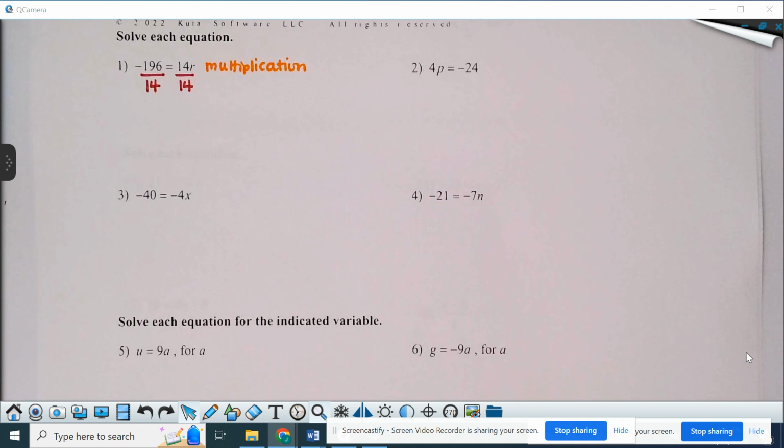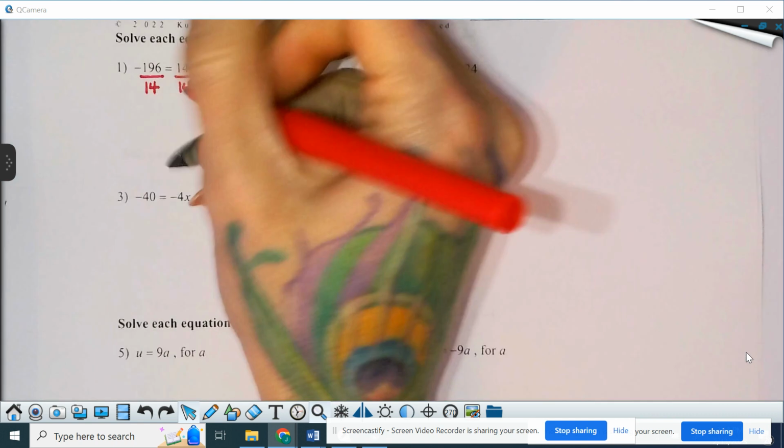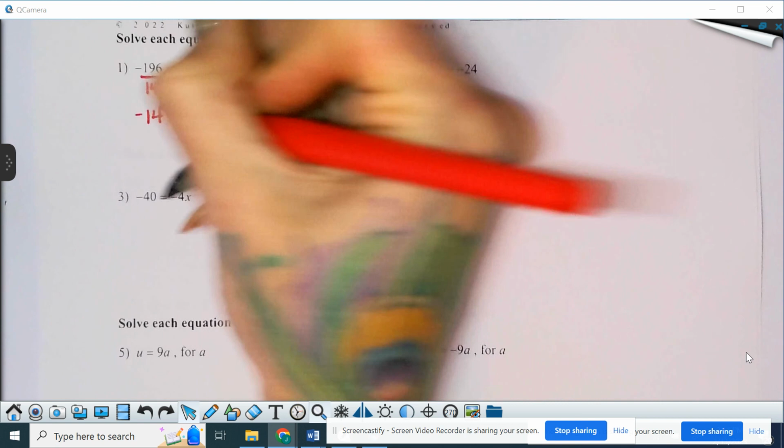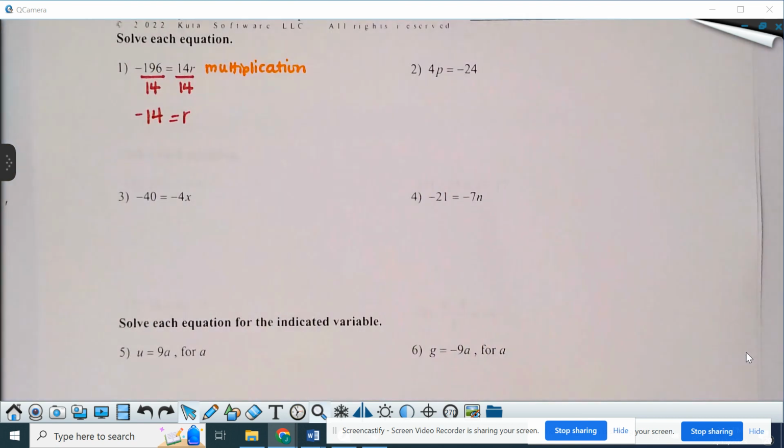The other big misconception is we mess up and leave off our negative. A negative divided by a positive, or a negative times a positive, is going to give me a negative. So in this case, r is going to equal negative 14. We are solving for the variable, so we want to get the variable by itself, and again, it was attached by multiplication. Hopefully that is not terribly complicated.